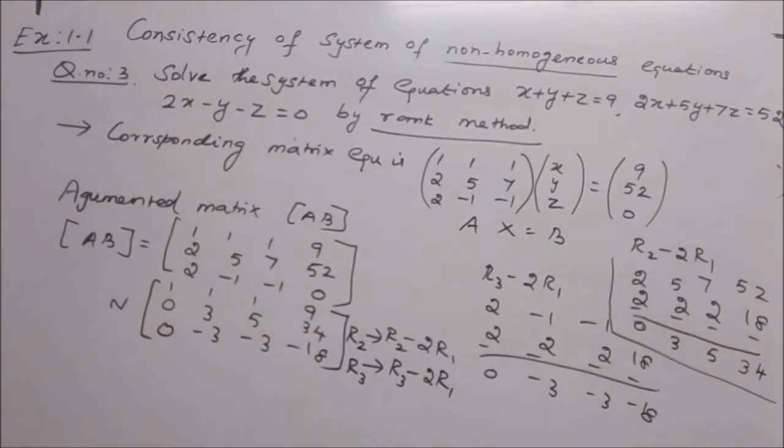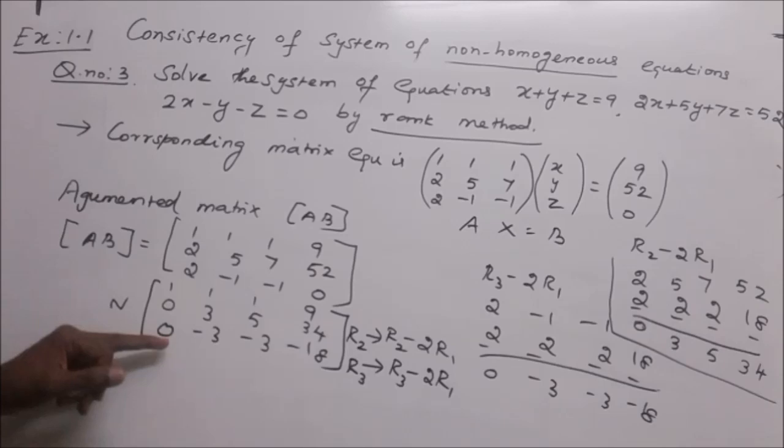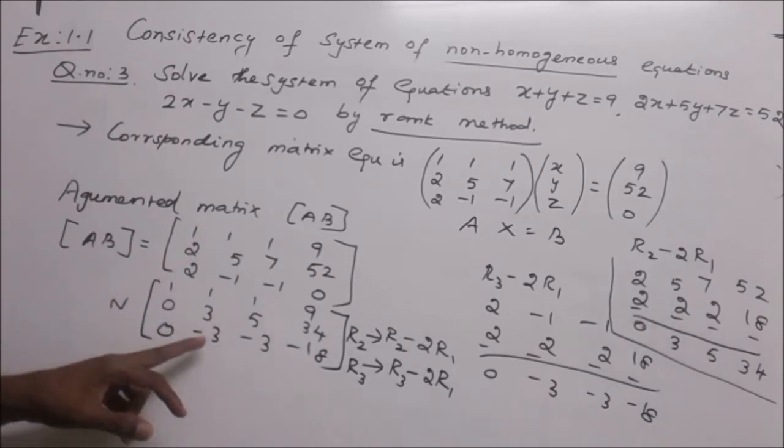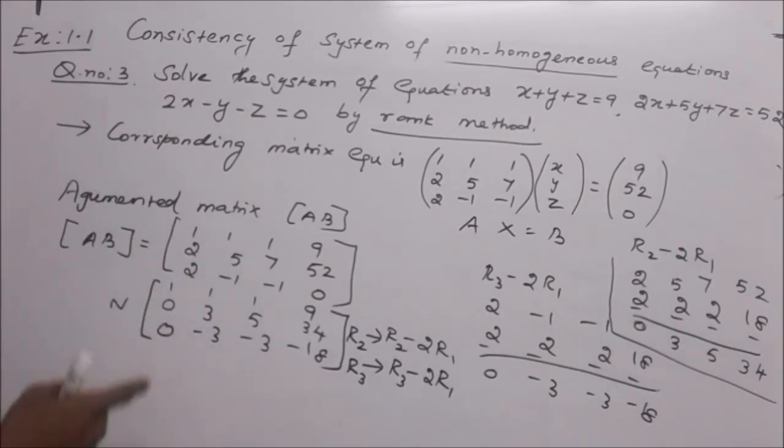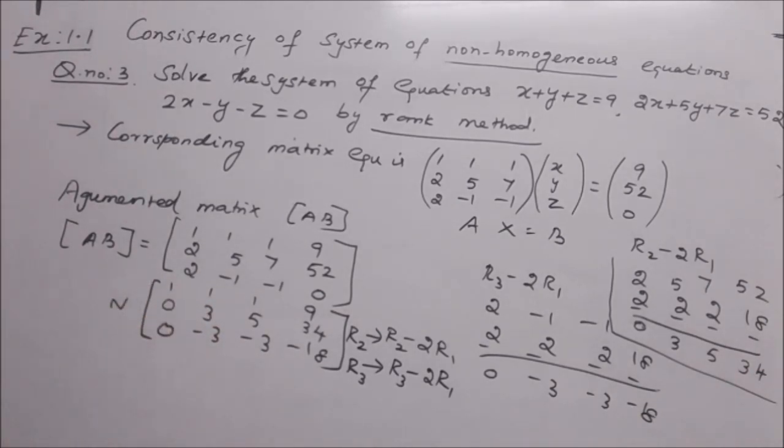Now look at the second equivalent matrix. This is the first equivalent matrix. Look at the second matrix. Here 0, 0, minus 3, minus 3, and minus 18. We should make this minus 3 a 0 next. For that, just add these two rows: 0 plus 0 is 0, and minus 3 plus 3 becomes 0. So this entry will be 0 when we add R3 with R2.